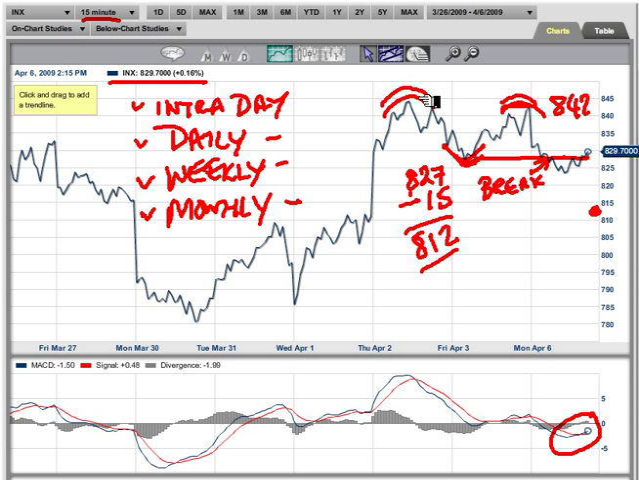that we put a top in on the S&P 500, at least on an intraday basis, and it looks like we're going to maybe trade back up and then trade back down to this 812 target zone. So that's what we're looking at. It's very short, very sweet, and I just wanted to share that with you today.